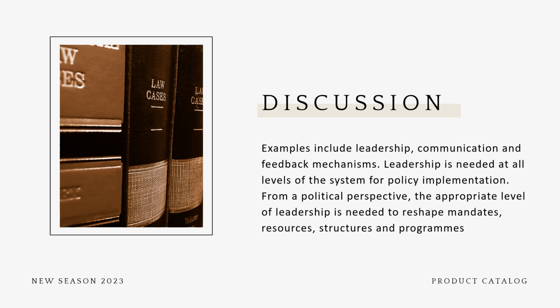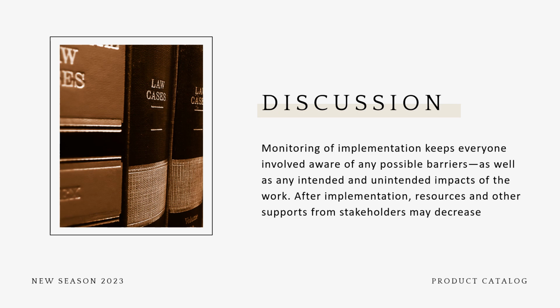Examples include leadership, communication, and feedback mechanisms. Leadership is needed at all levels of the system for policy implementation. From a political perspective, the appropriate level of leadership is needed to reshape mandates, resources, structures, and programs. Monitoring of implementation keeps everyone involved aware of any possible barriers, as well as any intended or unintended impacts of the work. After implementation, resources and other supports from stakeholders may decrease.